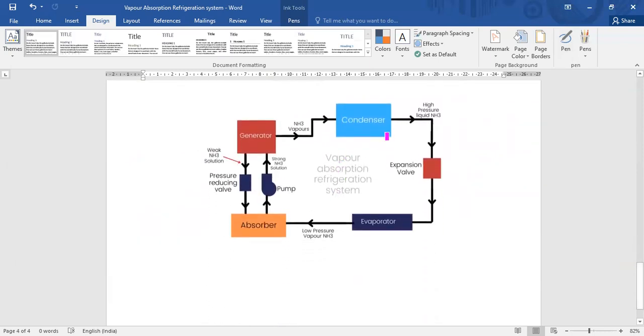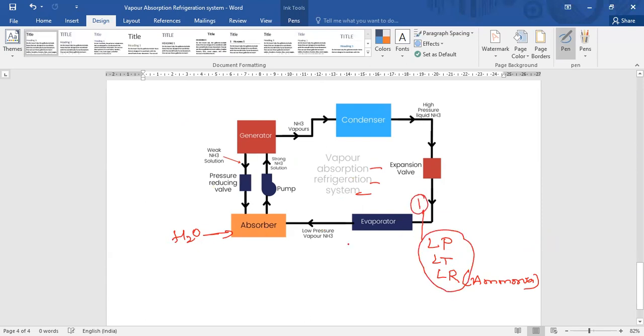One more sketch. First, you need to understand what is the condition of the refrigerant at input to the evaporator. It is low pressure, low temperature, liquid refrigerant. What is the type of refrigerant you are using in this vapor absorption system? We are using ammonia. Ammonia as a refrigerant. And what is the solution you are using in the absorber? Water solution. Keep in mind, these are the two major points. Next, this is the condition at the inlet to the evaporator.